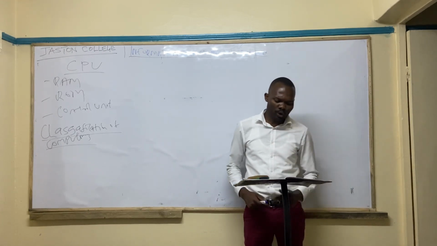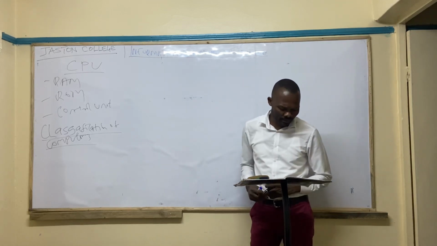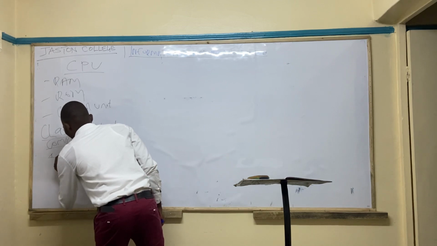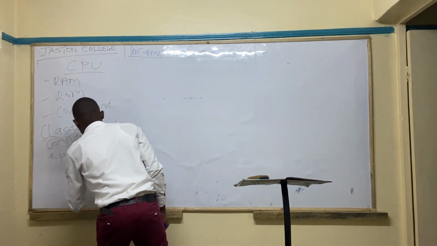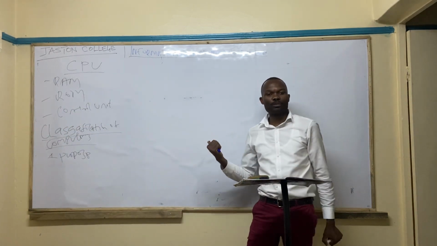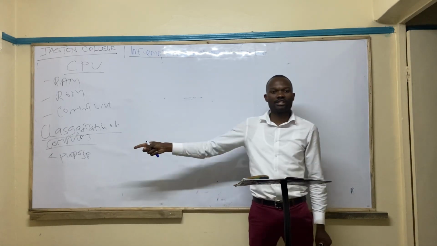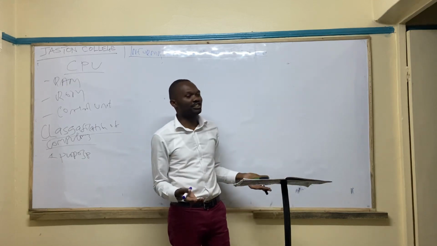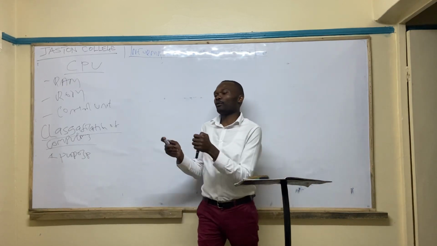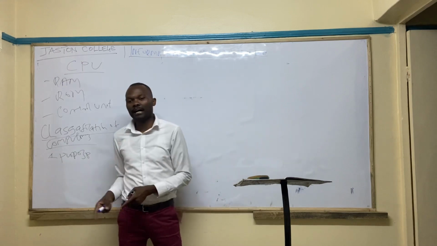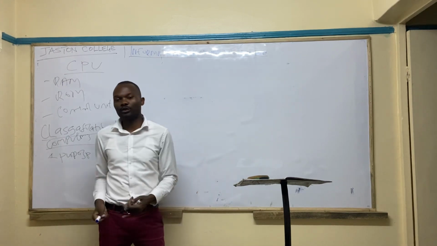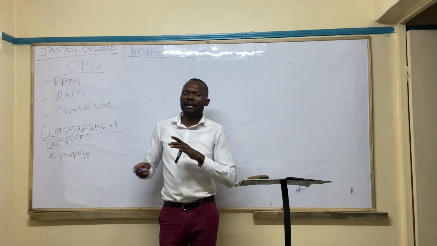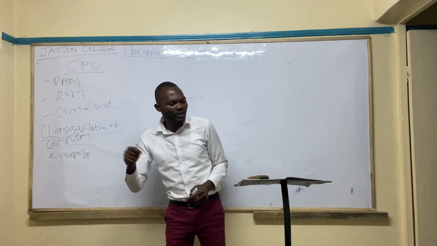So, how do we classify computers? There's classification by purpose. Number one, purpose. Purpose is, why do you need this computer? What is it for? What is its role? You might have a computer for the class. You might have a computer because maybe you are a DJ. So the specs of a computer for the class and the one for the DJ are very different. You might have one for recording and editing. The RAM will vary. So with the purpose, why do you need it?